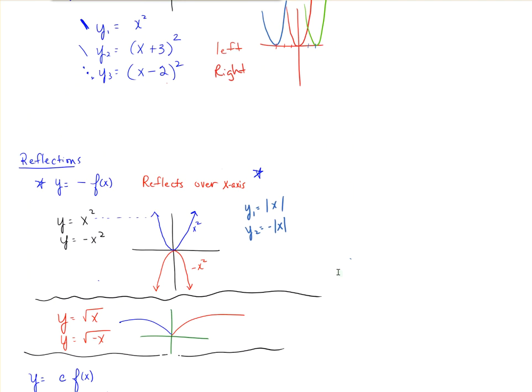Reflections, the only one that we're going to be really concerned about is the reflection over the x-axis. And that's when you have y equals x squared, but if you have y equals negative x squared, it flips over the x-axis and goes upside down. It could be the same way with the absolute value of x or negative absolute value of x.